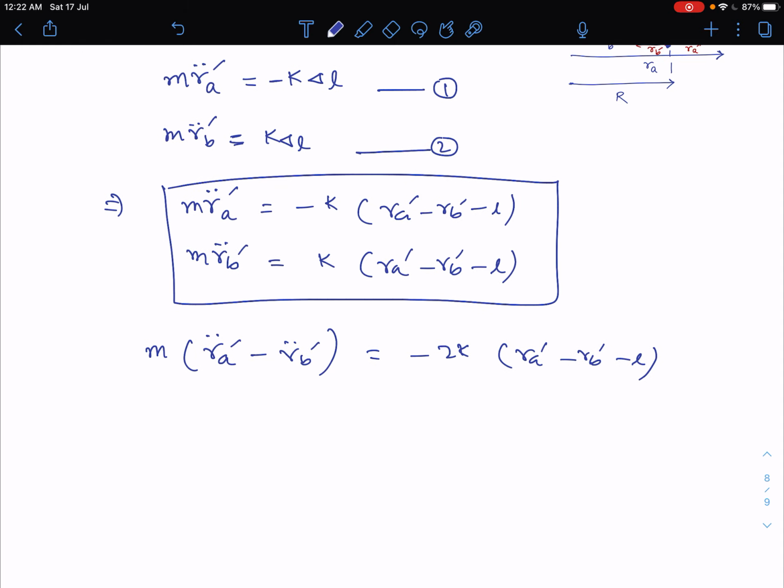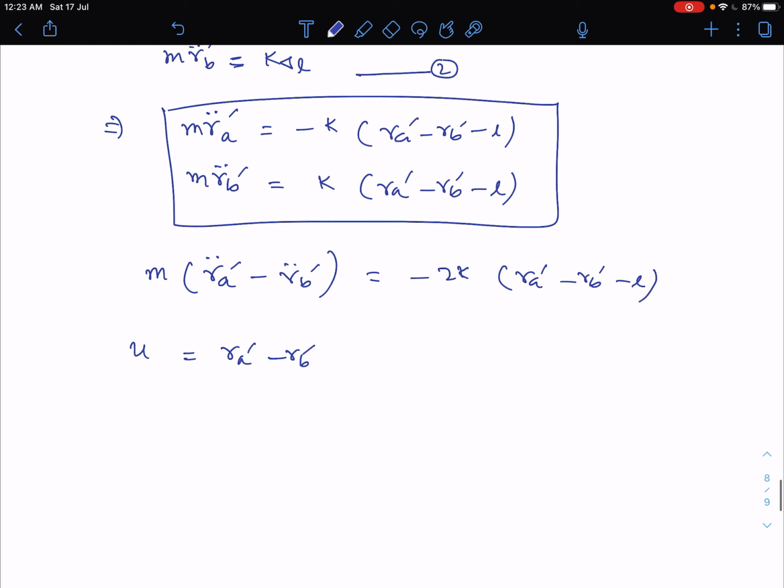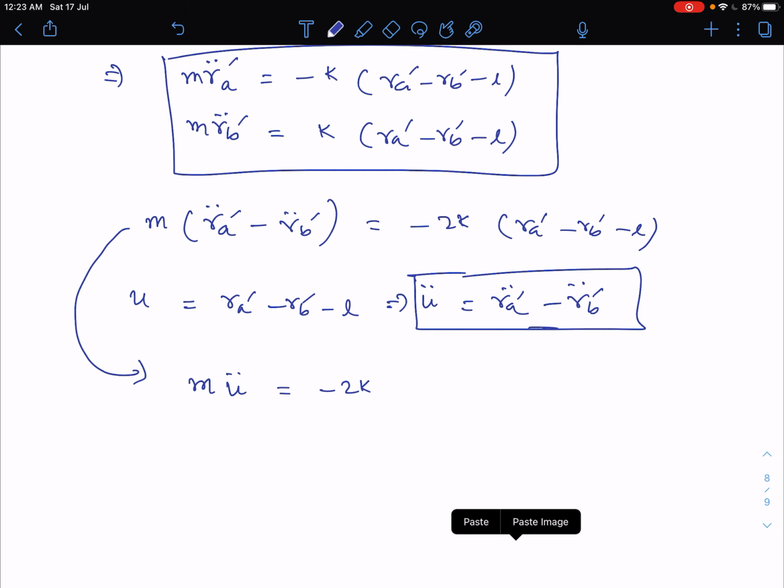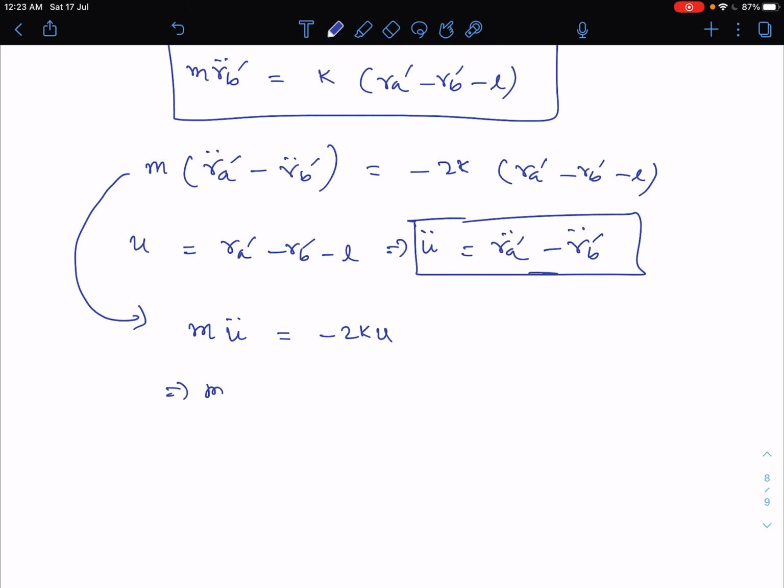If you define the new coordinate u as Ra prime minus Rb prime minus L, then this equation transforms to m u double dot equals minus 2k u. Then u double dot is just Ra prime double dot minus Rb prime double dot, and since L is constant, its derivative is 0. So m u double dot equals minus 2k u, so m u double dot plus 2k u equals 0.